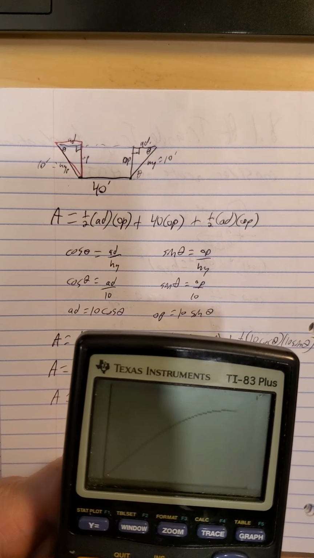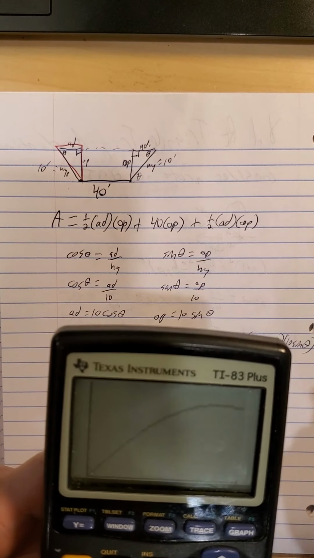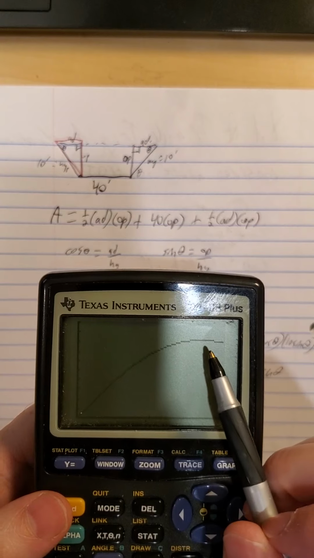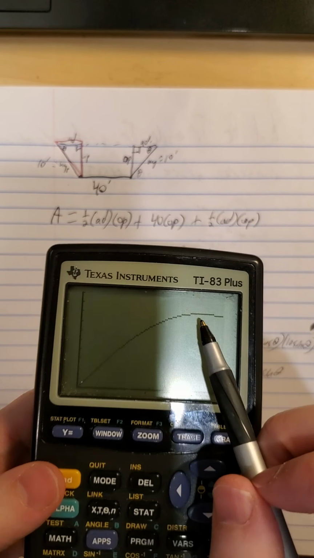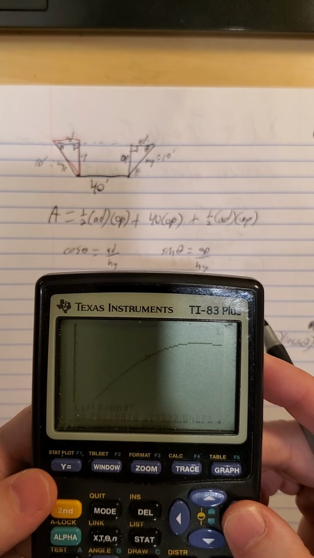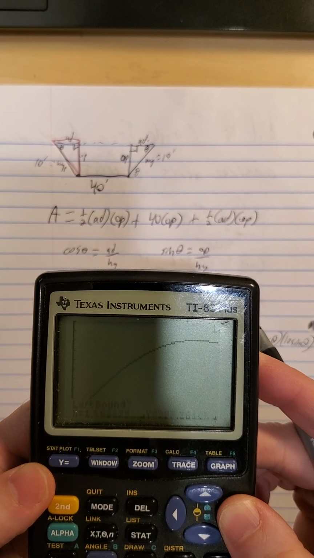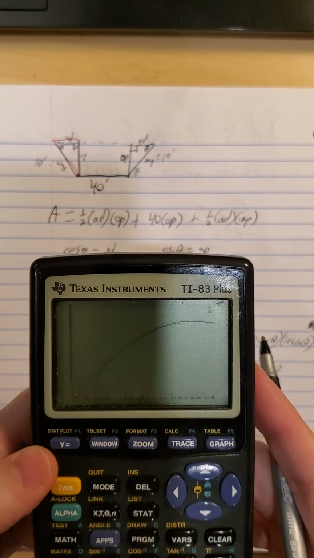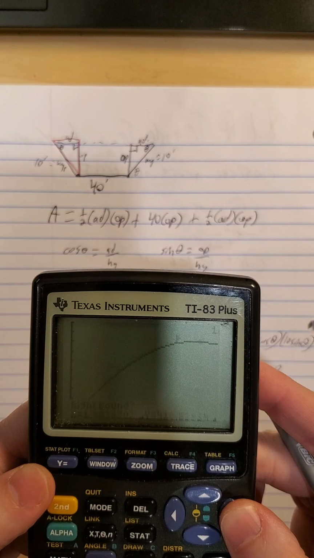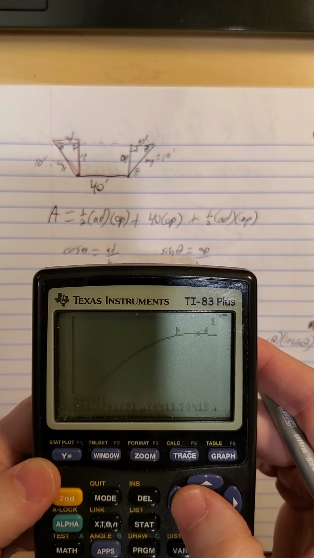So these outputs are the different areas based on an input value of x in radians. And now we can see a peak value. It's somewhere in there. So second in calculate, we want to estimate the maximum. They'll ask us for a left bound. We move that cursor until it's sort of in the neighborhood by the top value. Hit enter. We're just narrowing the search area. All right, so the values are coming back down. Enter there, and it'll ask for a guess.